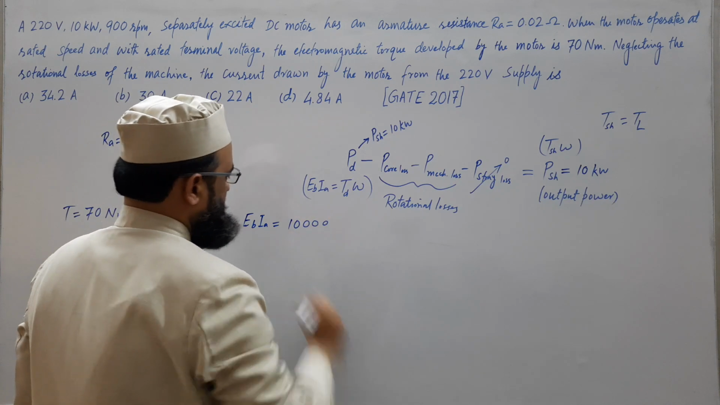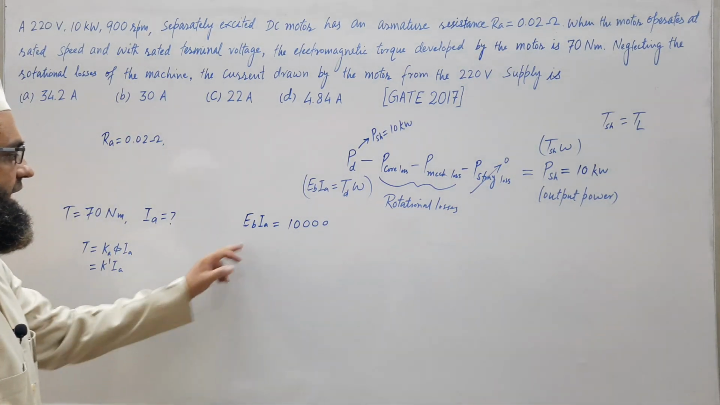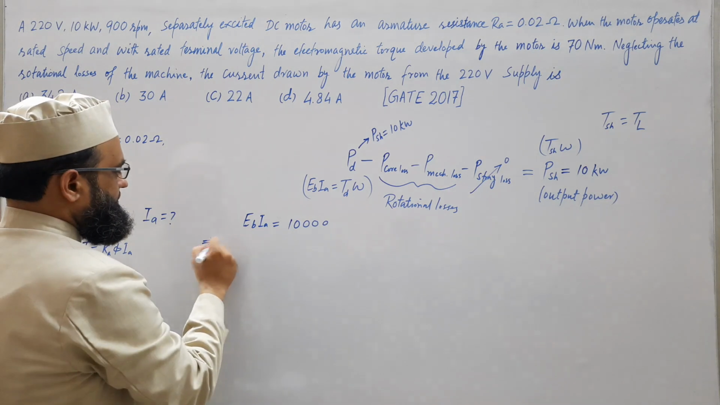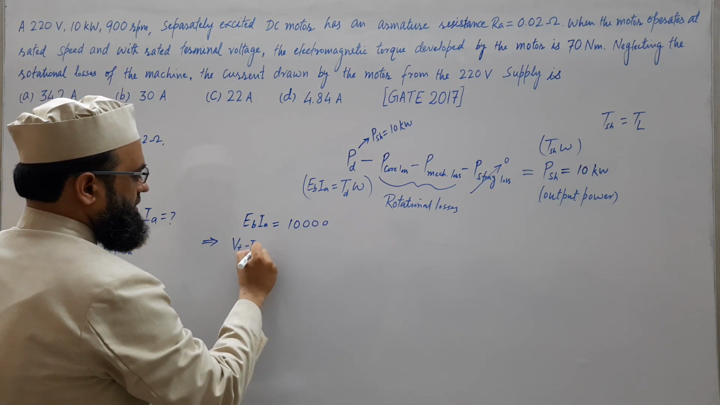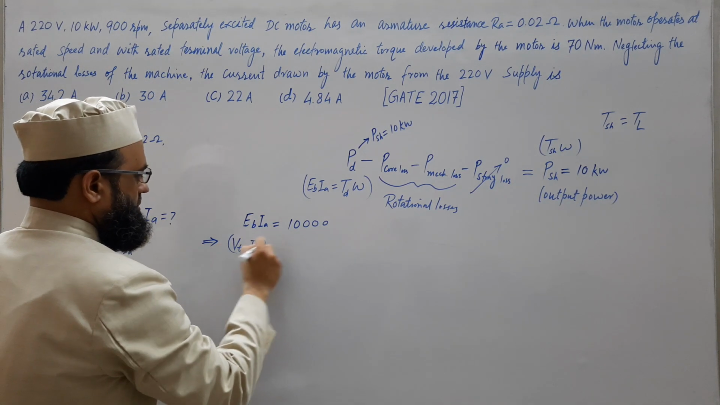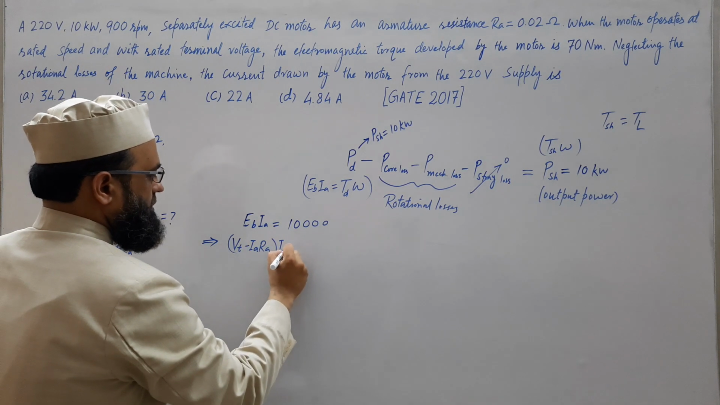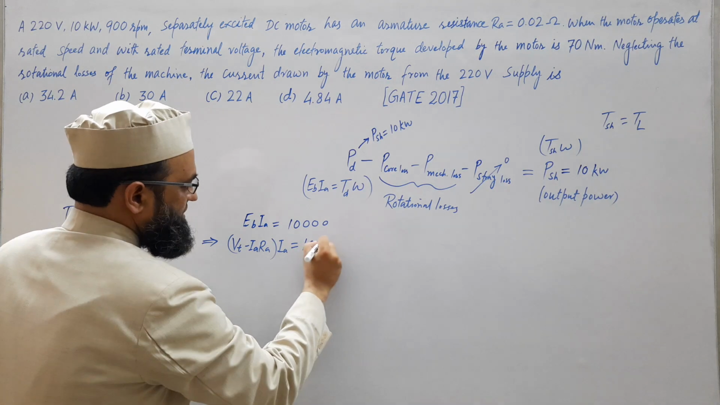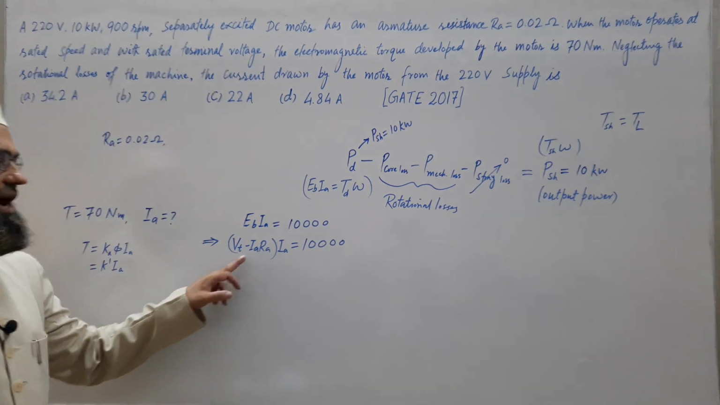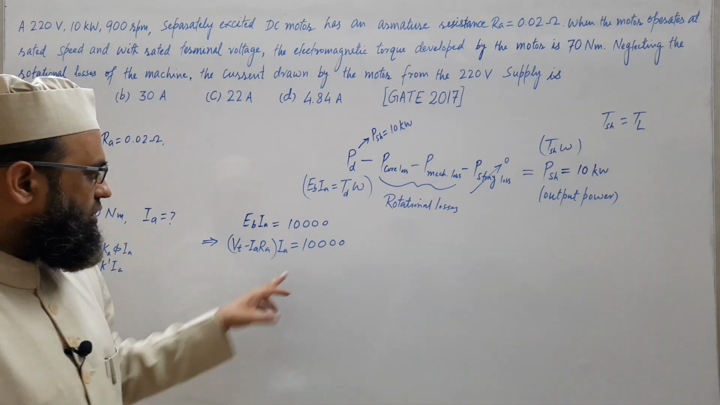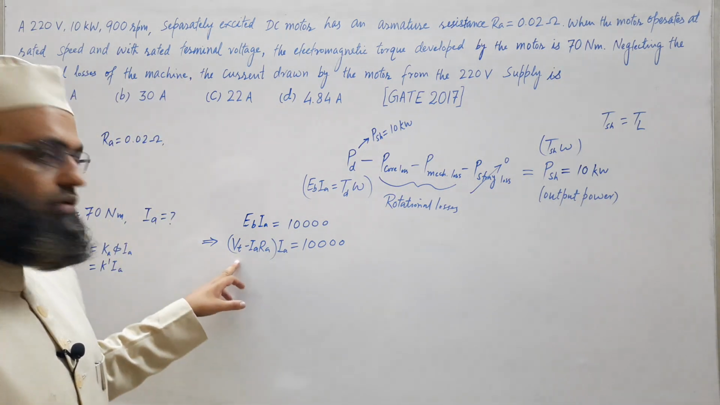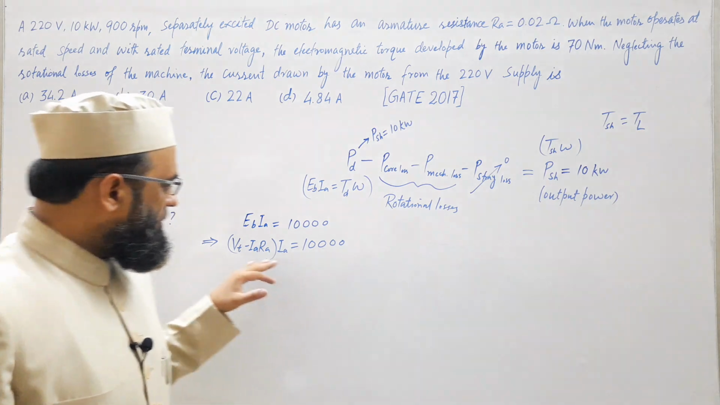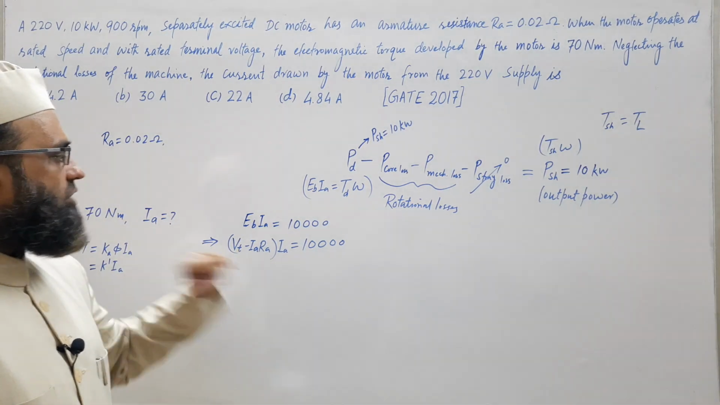EbIa is equal to PD, and PD is equal to the output power, that is 10 kilowatt, that is 10,000. This is given. And Eb is nothing but (VT minus IaRa) times Ia will be equal to 10,000. See, VT is given, Ra is given, only Ia is unknown, one equation, one unknown, we may get the value. Although this will be a quadratic equation, this equation can be solved for Ia.